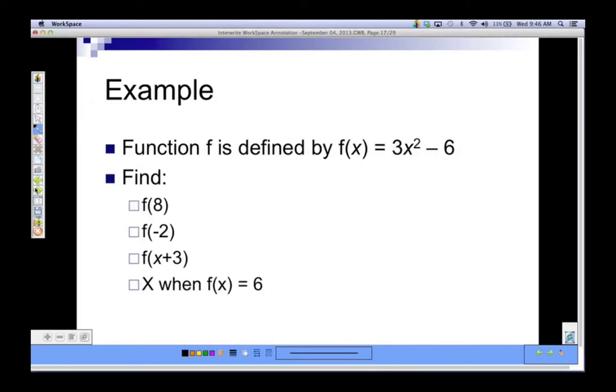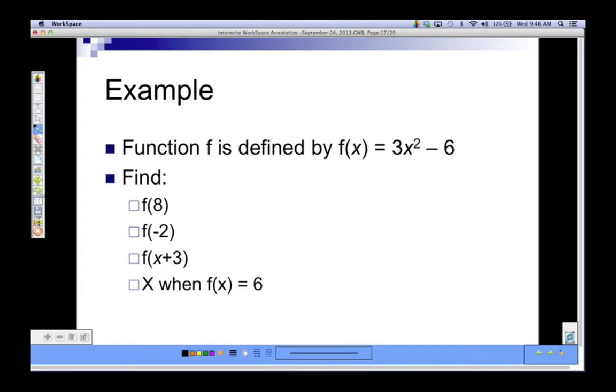So, let's try this out. How do we use function notation? Well, we have this function that f of x is equal to 3x squared minus 6. So, we know this is a function by, if we graph it, or if we made a table, we would find it is a function. And what are we going to do with function notation? Well, we are going to evaluate these functions.